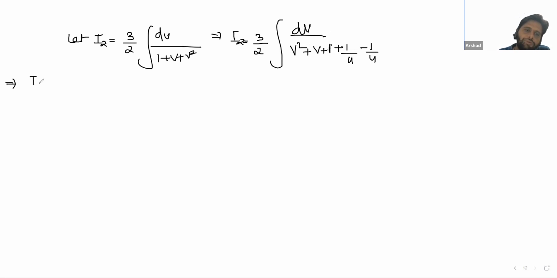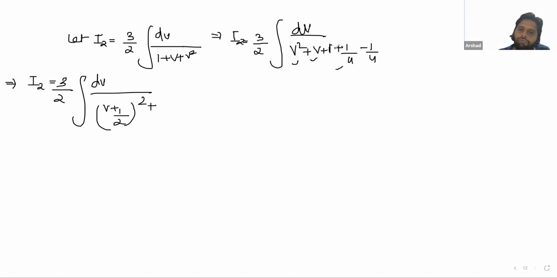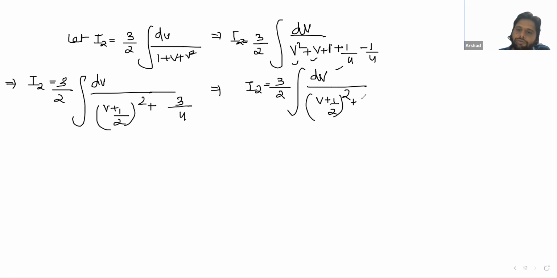So what you will get here, I2 is equal to 3 by 2 integral dv by, now this and this always make a formula. So it is v plus 1 by 2 whole square, and this one, 1 minus 1 by 4, this will give you 3 by 4. So here you will get I2 is equal to 3 by 2 integral dv. Okay, you can solve this directly. If you have a doubt, then you will use the substitution. Okay, so this can be written as v plus 1 by 2 whole square plus root 3 by 2 whole square. So this is of the type integral dx by x square plus a square, which is nothing but 1 by a tan inverse x by a.